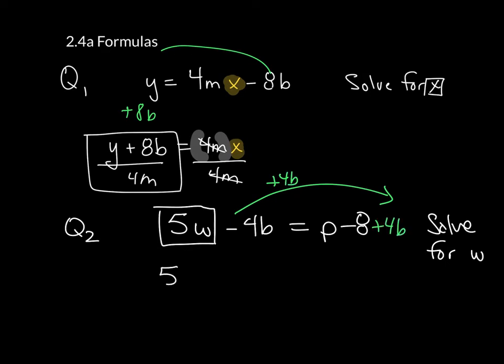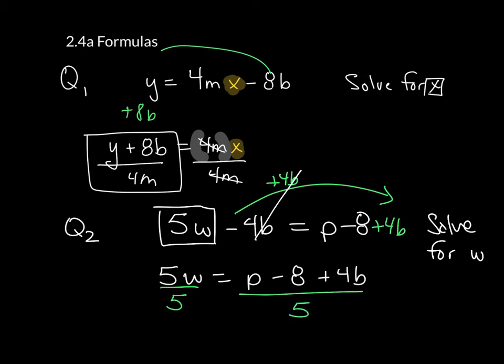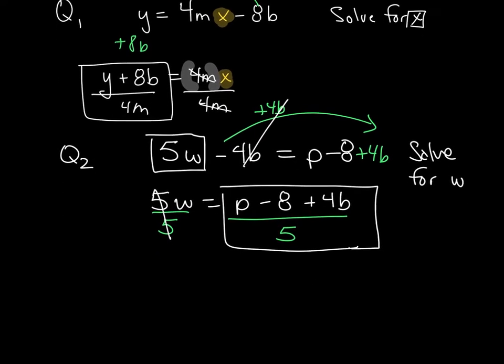And then I am left with 5w is equal to p minus 8 plus 4b. And then my last step is just to divide both sides by 5. And yes, 5 over 5 is equal to 1. So all of this is your final answer.